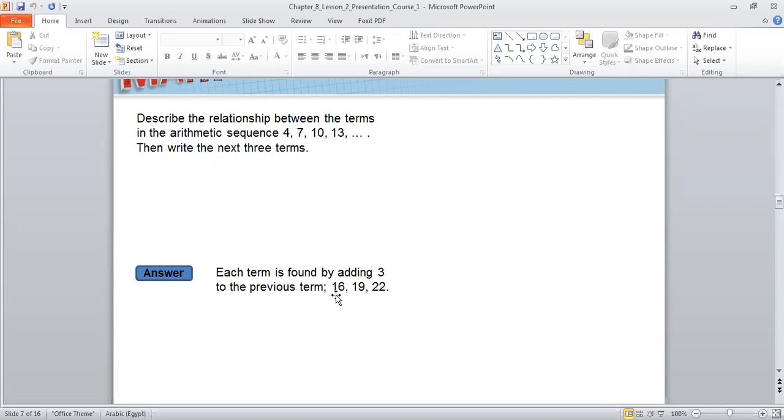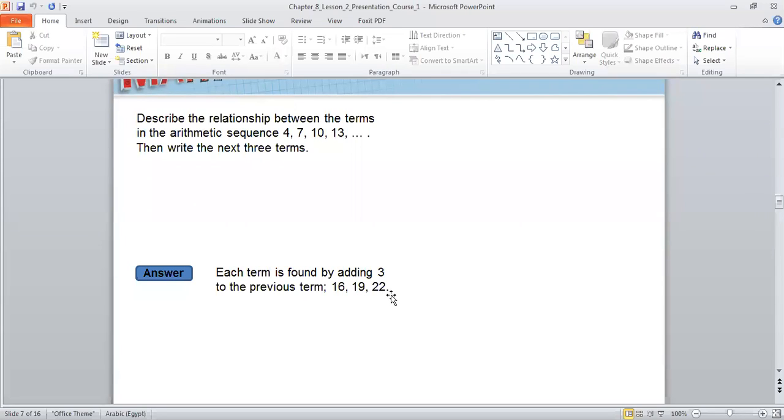After that, I add another 3. 16 plus 3 gives me 19. After that, I will add another 3. 19 plus 3 gives me 22. So every time here you will add 3. So 16 becomes 19, and 19 becomes 22.